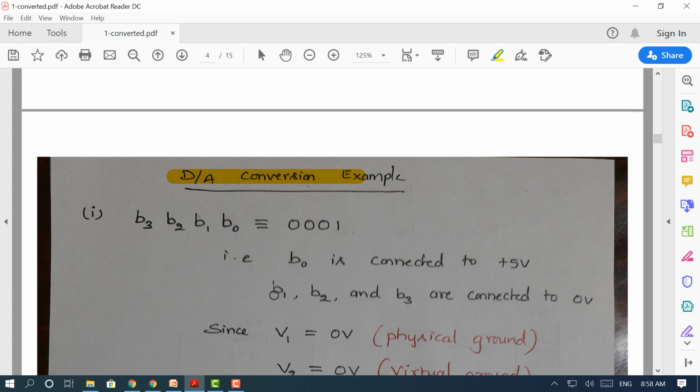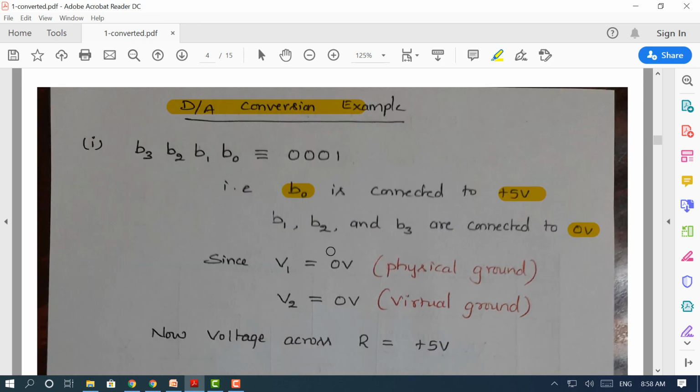Remaining switches B1, B2, B3 are connected to 0 volts. That means there is no current through these switches, but current flows through the switch B0 in the first branch, since it's connected to 5 volts. Now we already know about the virtual ground concept. I don't want to repeat it again here.